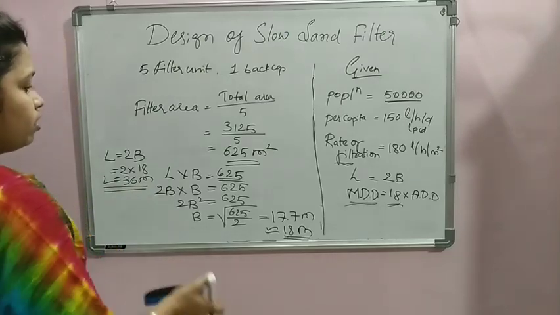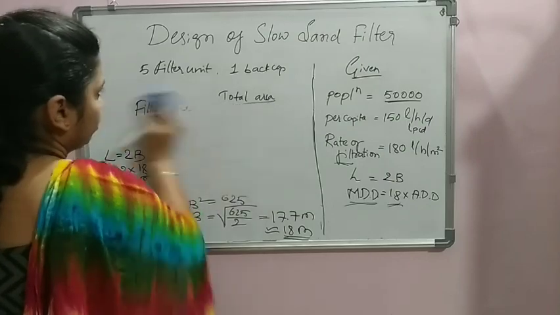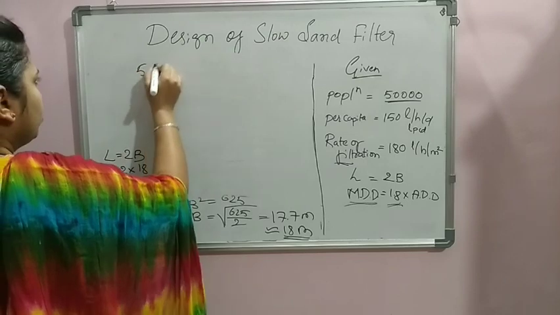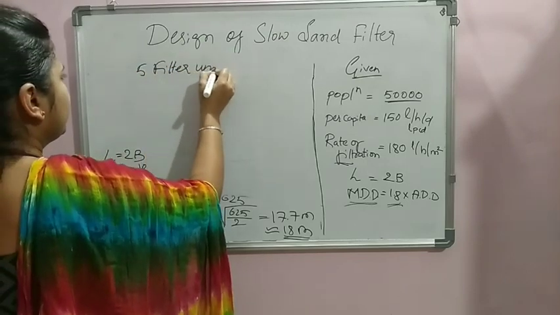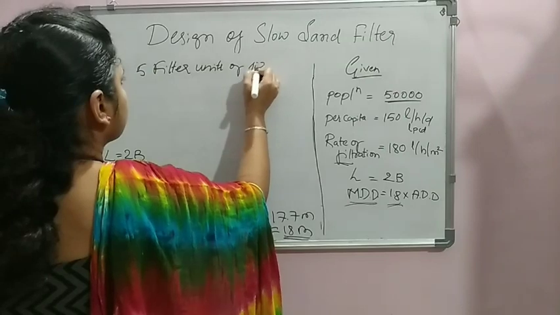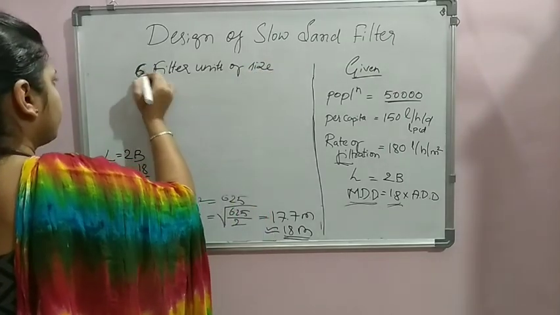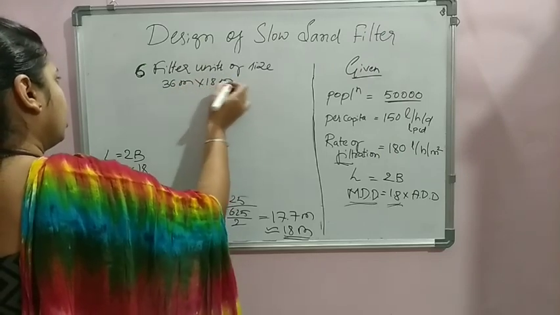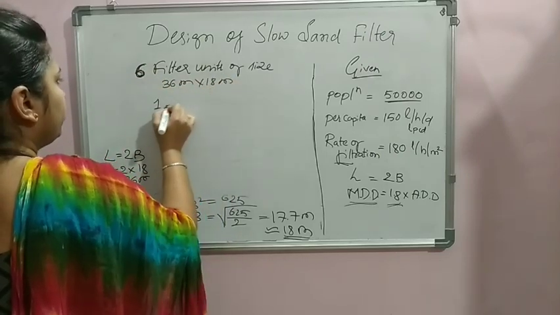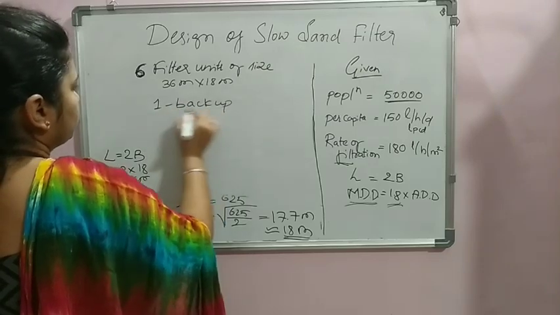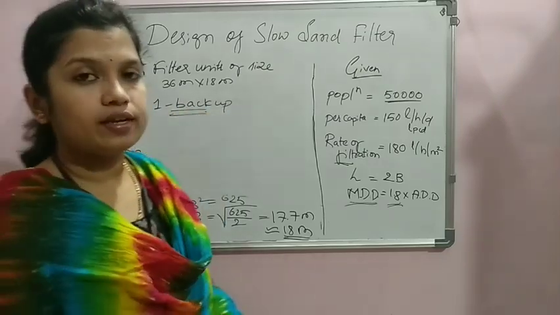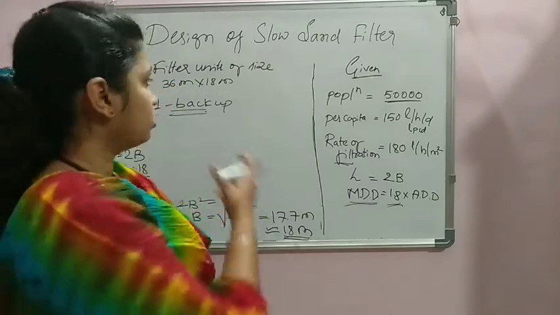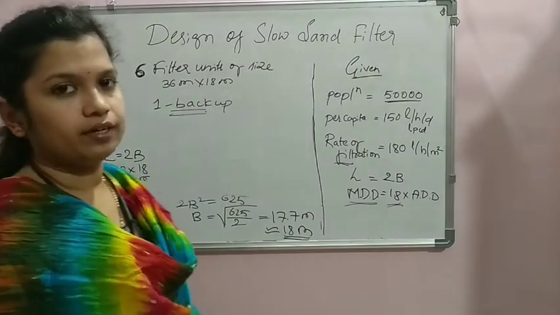So we can easily give a conclusion that we have to give 6 filter units of size 36 meter by 18 meter. Among the 6, one will be kept as backup. So this will be used only in cases when there is a repair or washing of the filters or any other breakdown cases. This is for the design of a slow sand filter.